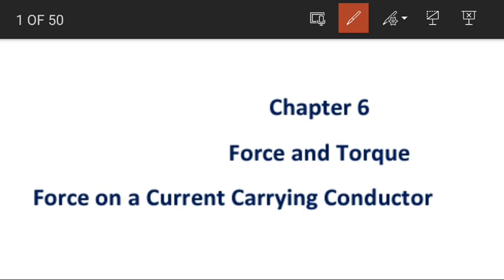This is chapter number 6 of my personal book and chapter number 9 of the recommended book. We are going to have a discussion on the force and torque in this particular chapter. And the first topic of the chapter is force on a current carrying conductor.